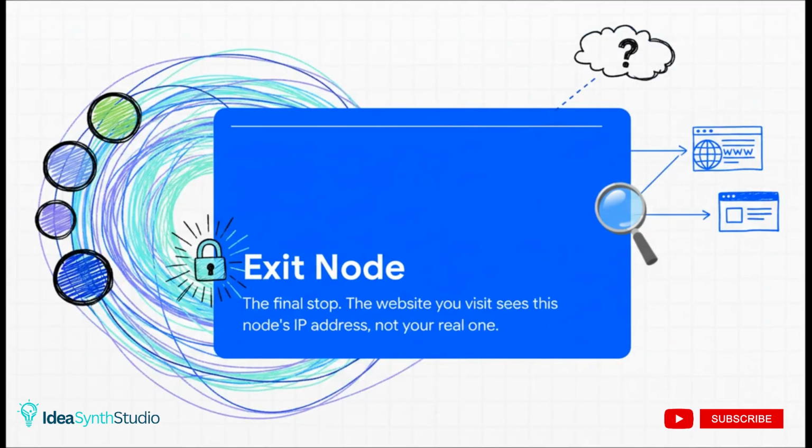And finally, we reach the exit node. This is the last stop. This is where the final layer of that onion is peeled back, and your request pops out onto the public internet. Now here's the crucial part. The website you're visiting sees the request coming from the exit node's IP address, not yours. To that website, you look like you're wherever that exit node is. Your real identity is completely hidden.